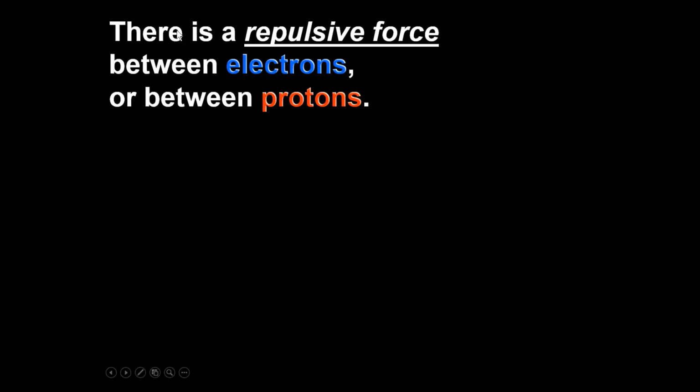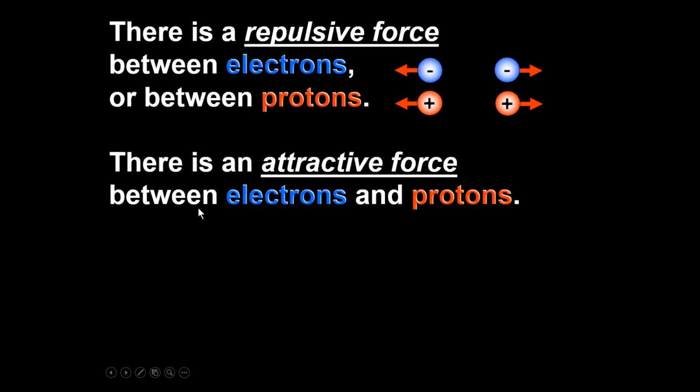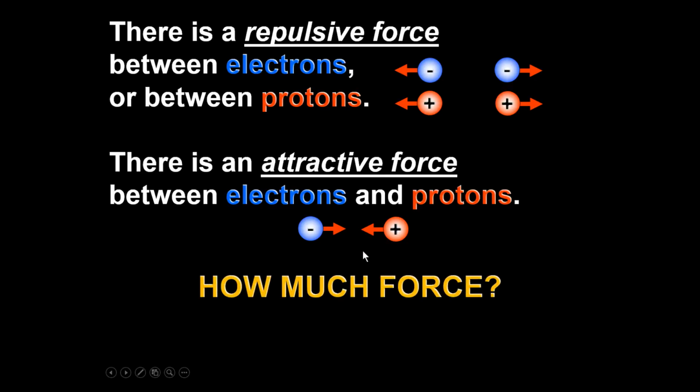So we know that there is a repulsive force between two similar things, like two electrons or two protons. An electron here and an electron here have the same charge, so they're going to be repelled. Protons and protons also have the same charge, and they're going to be repelled. We know that opposite charges will attract each other. There's a force pulling those two things together. But then the obvious question is, how much force is there? If there's a force, can we predict how much that force is?